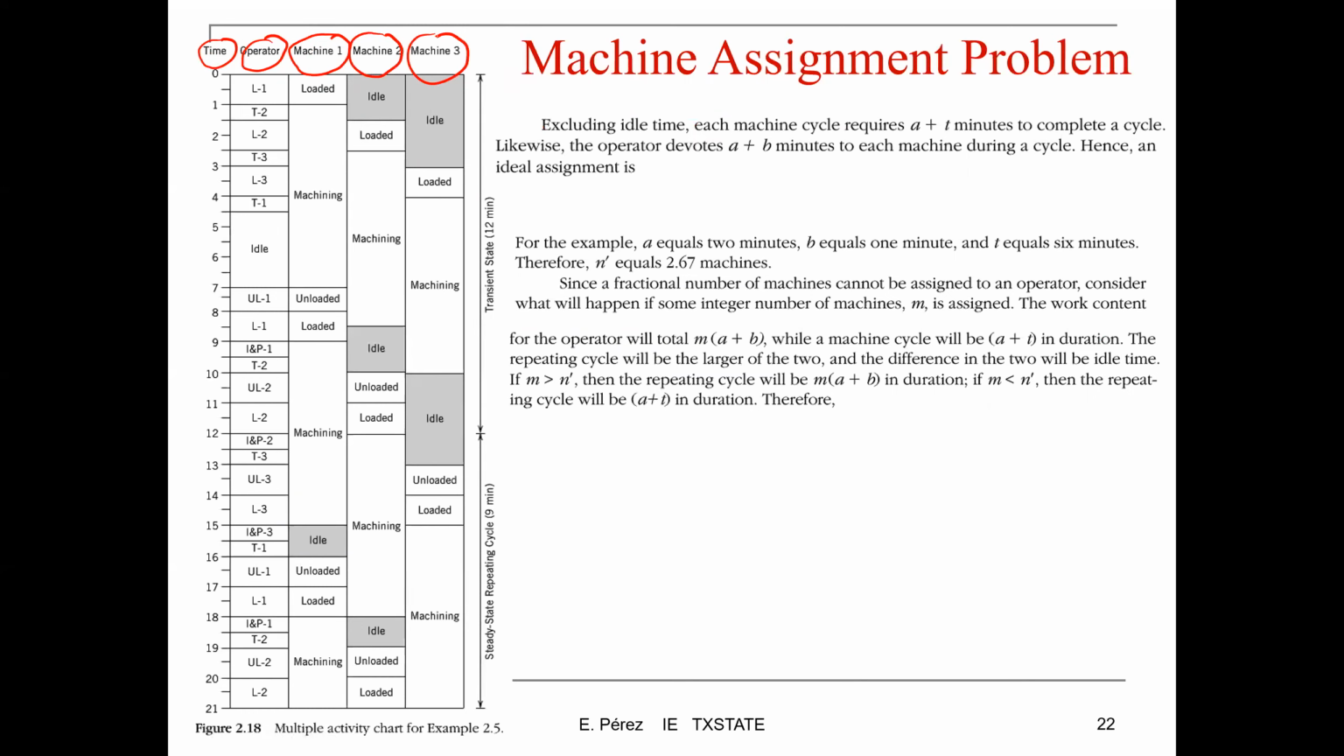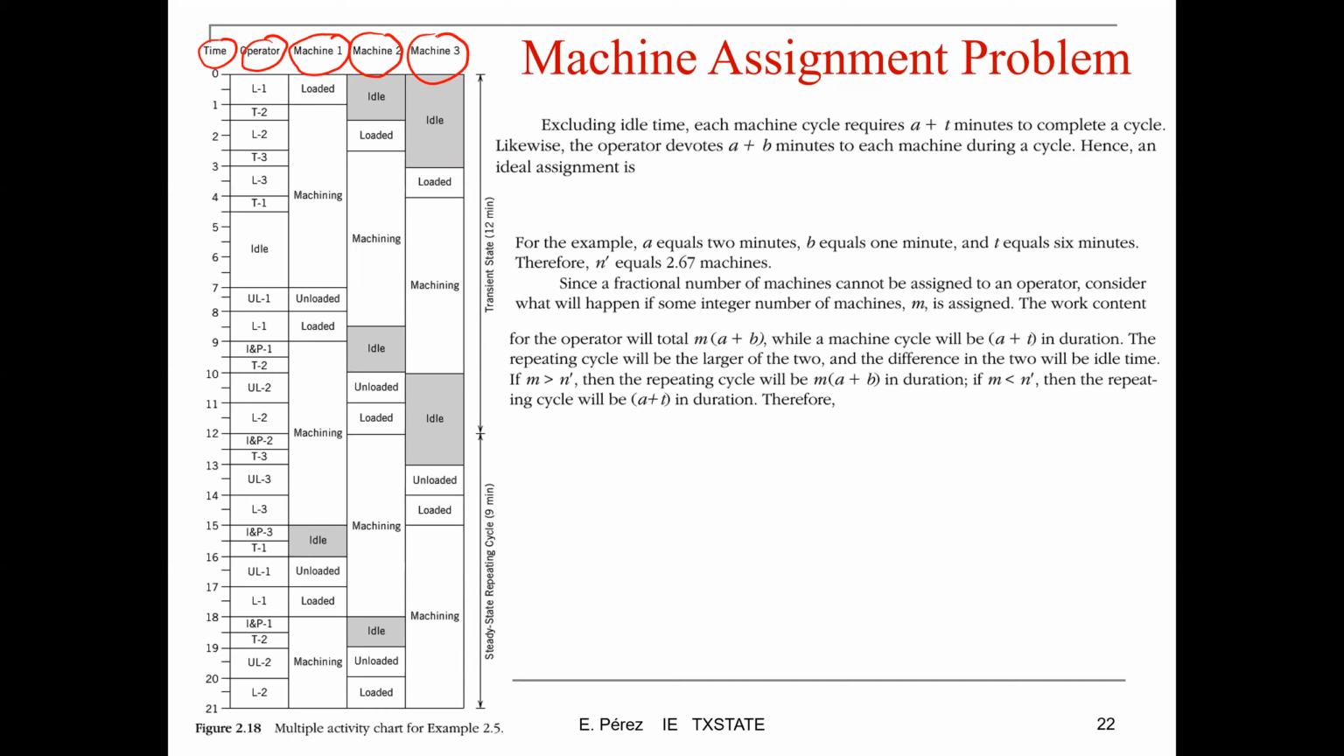L stands for loading, T for traveling, and then we have idle. UL is for unloading. I and P is inspection, and so on. So you can see this operator is taking care of these 3 machines, and as we move forward in the timeline, he'll be loading and unloading these machines as needed.